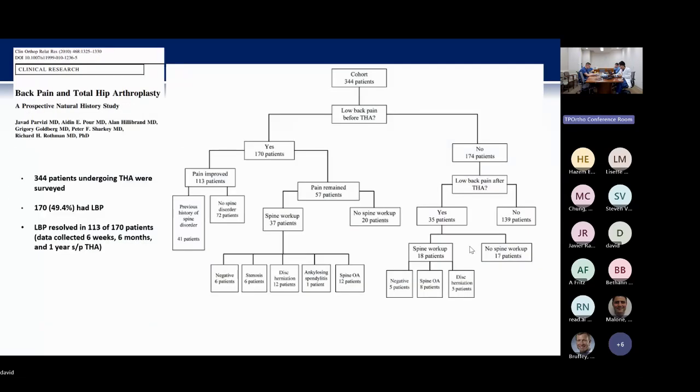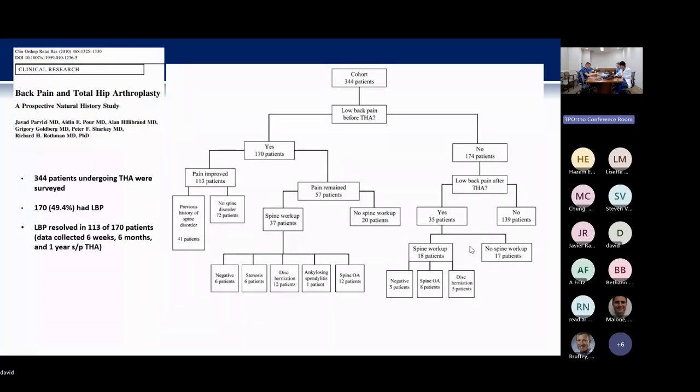This is a series from Dr. Parvizi, looking at 344 patients, looking at the incidence of back pain in patients who are undergoing total hip. And roughly half of them presented with some back pain. And most of these had some improvement at 1 year after total hip. So kind of suggesting that if you fix the hip, then you have improvement in their compensatory mechanisms and less strain on their back.